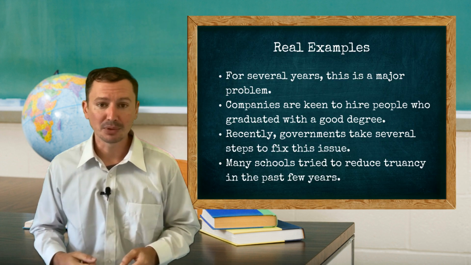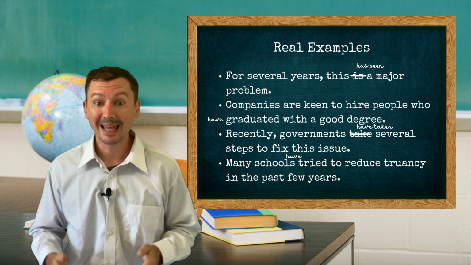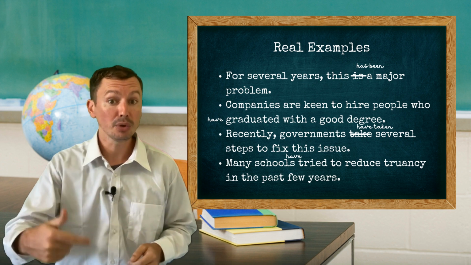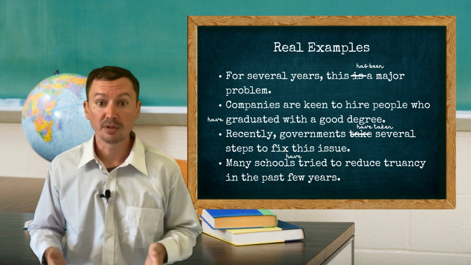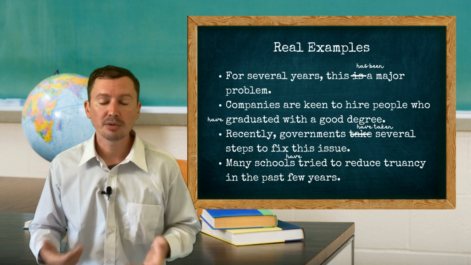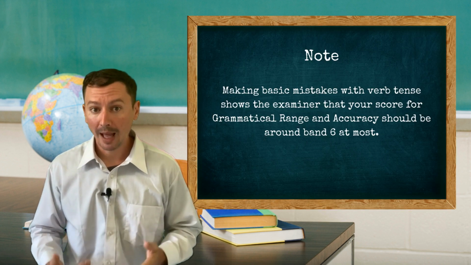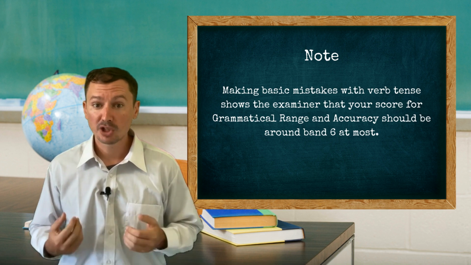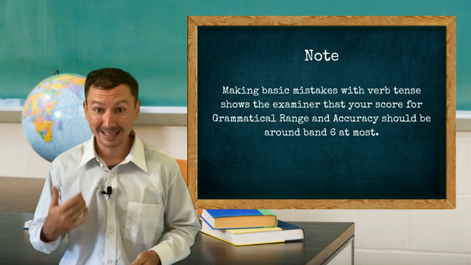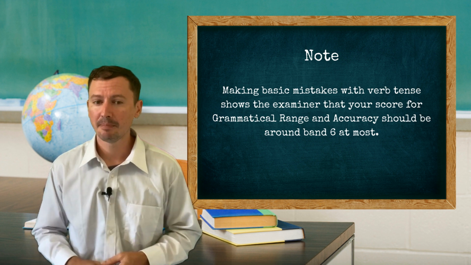Here are some examples. In each case, the candidate clearly referred to something that began in the past and continues or could continue in the present moment. However, they have not used the present perfect tense, and so the sentence is grammatically incorrect. This tells the examiner that they do not know how and when to use this essential verb tense, and so the chances of them scoring higher than band 6 for grammatical range and accuracy are very slim.